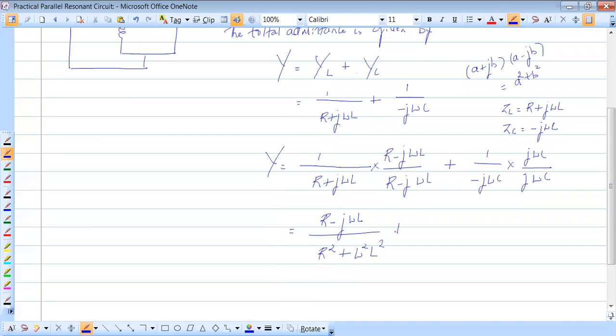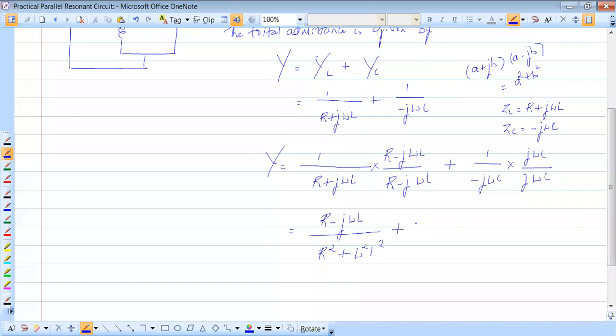So what would this be? And what is that method called? This method is called by some name, right? Don't remember the method? Rationalizing the denominator. Rationalization, okay, good. It is called rationalizing.